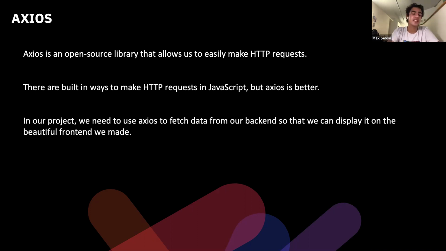What Axios allows us to do is fetch data from the backend, so we can use the response from our request to the backend to display in our front end.